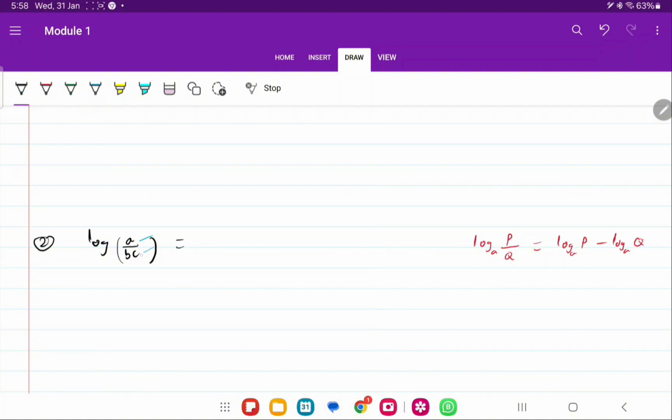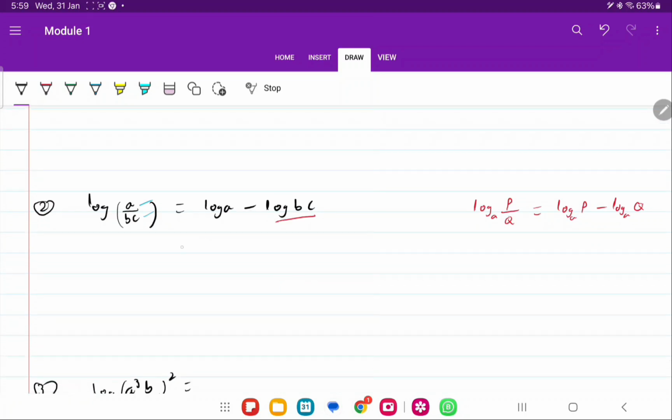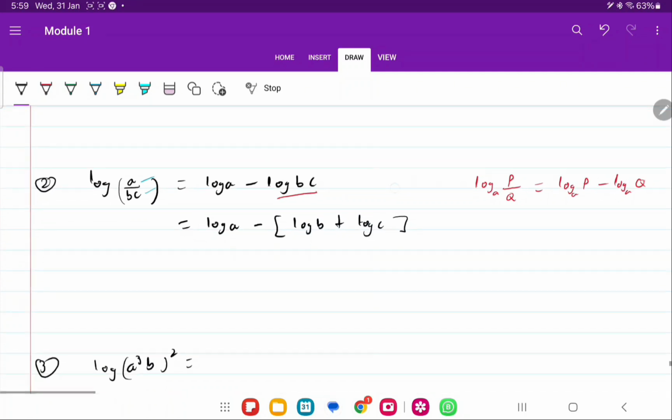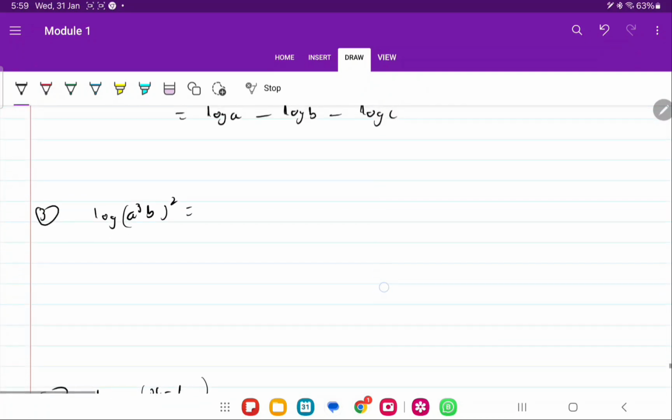So if I'm going to expand this logarithm using my quotient law, I'm going to have log of a minus the log of bc. And now I can expand this logarithm using the product law because my argument here is a product, and that product is bc. So I'm going to have log of a minus the log of b plus the log of c. Now I can distribute the minus. It's going to give me the log of a minus the log of b minus the log of c. Okay, so let's move on now.